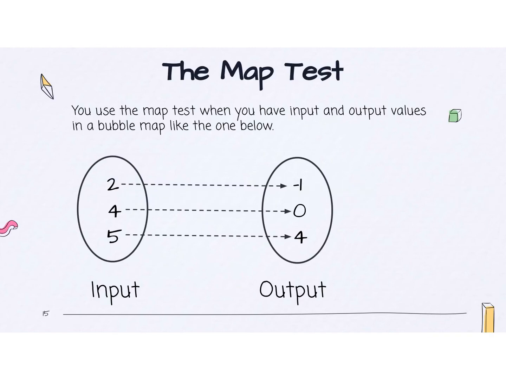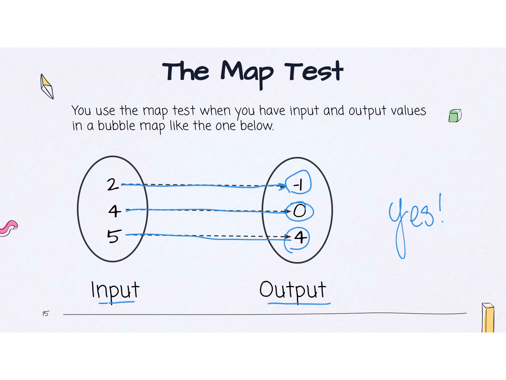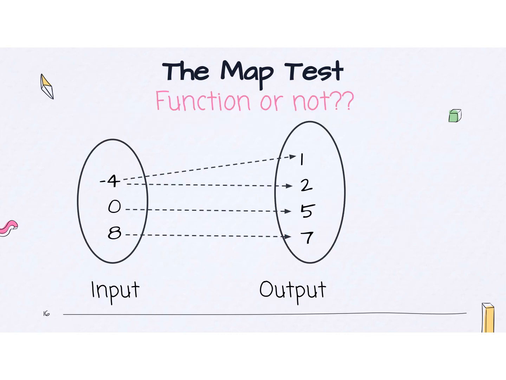This is the map test. You use the map test when you have input and output values in what we call a bubble map. That's what this one below looks like. Again, you're looking at your input values and your output values, and you're trying to see if you have a line from the input that goes just to one output. And as you can see, we have that clearly here. So is this a function? Absolutely, yes, totally a function. Let's move to the next one.